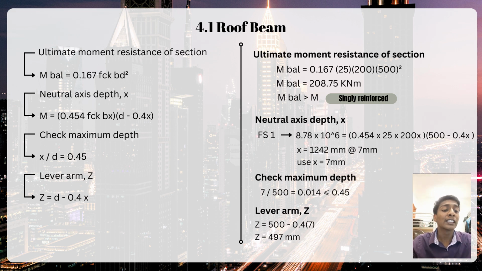After that, we check the maximum depth. We got the answer 0.01, which is lower than 0.45, so it's okay. And last, we get the value of z. The formula is z equals d minus 0.4x. We substitute x as 7, and we got z equals 497 millimeter.